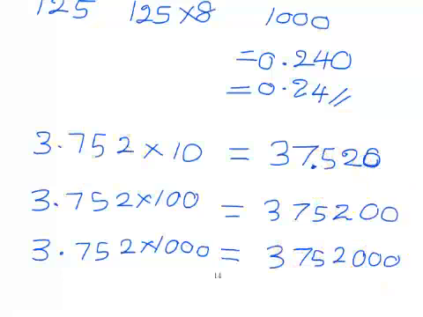So the answer is 37.52. Second one, here 3 decimals. So 1, 2, 3. 375.2. Here again 3 decimals, so I have to put 3 decimals here. 1, 2, 3. Answer is 3752.